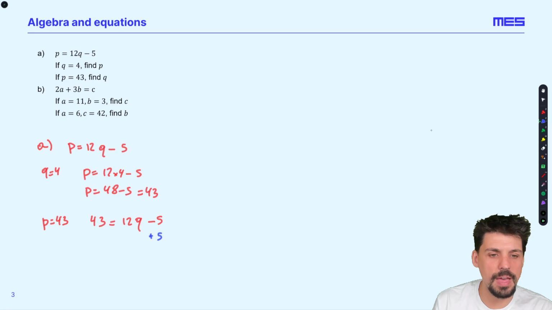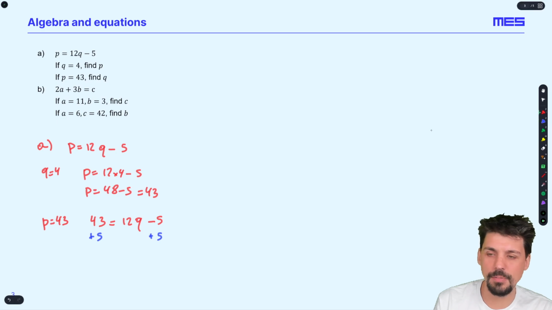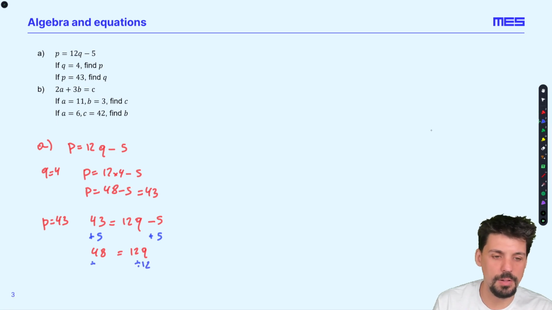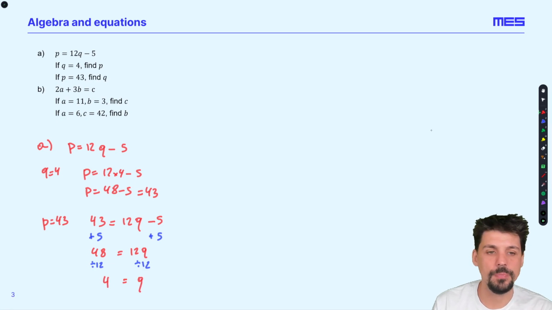Now we're going to solve that for q. Now we don't need q on the left-hand side. The thing I'm looking for can be on either side. So we're going to add 5 to both sides. That is 48 is 12q. And then divide both sides by 12, which will give me q equals 4. Same question from different points of view.